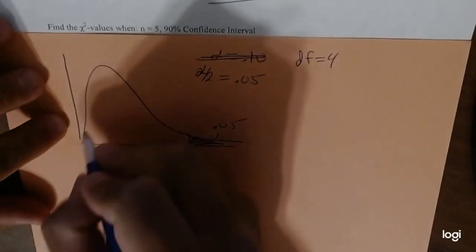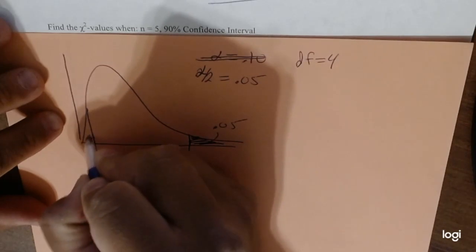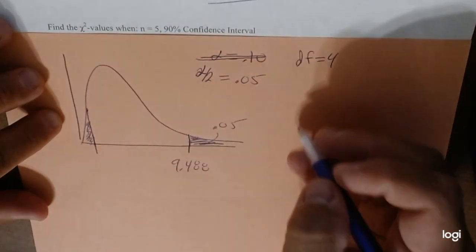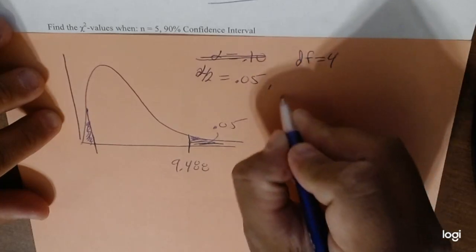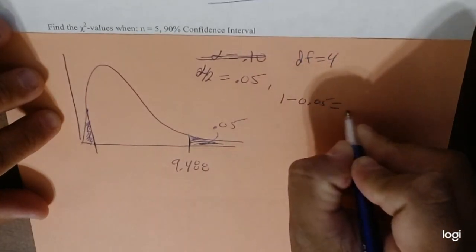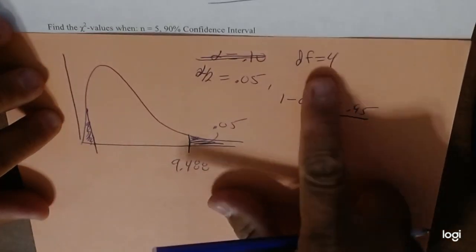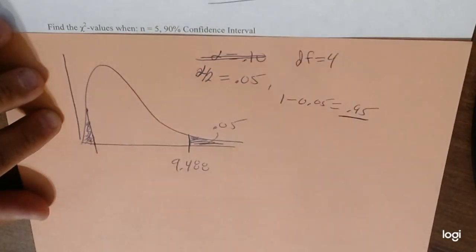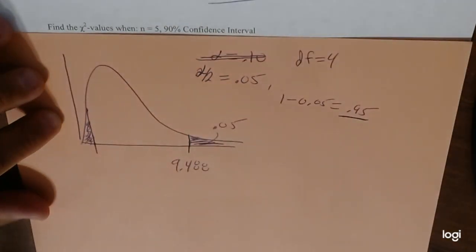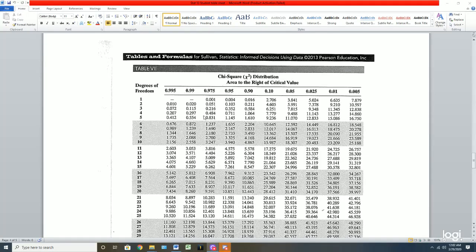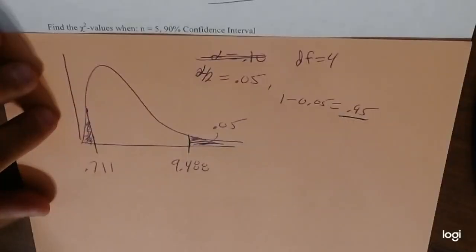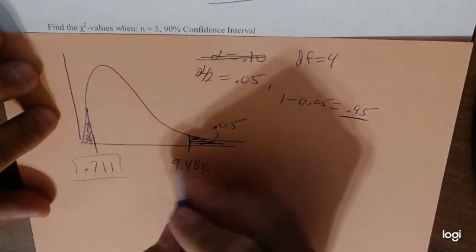Right. And now to find the leftmost chi-squared value, you have to do 1 minus that value. So 1 minus this value gives you 0.95. So now, using this new alpha and the same degree of freedom, what's going to be our chi-squared value here? Okay. And hopefully you guys see 0.711 as your answer. Right? So that is how we find both chi-squared values.